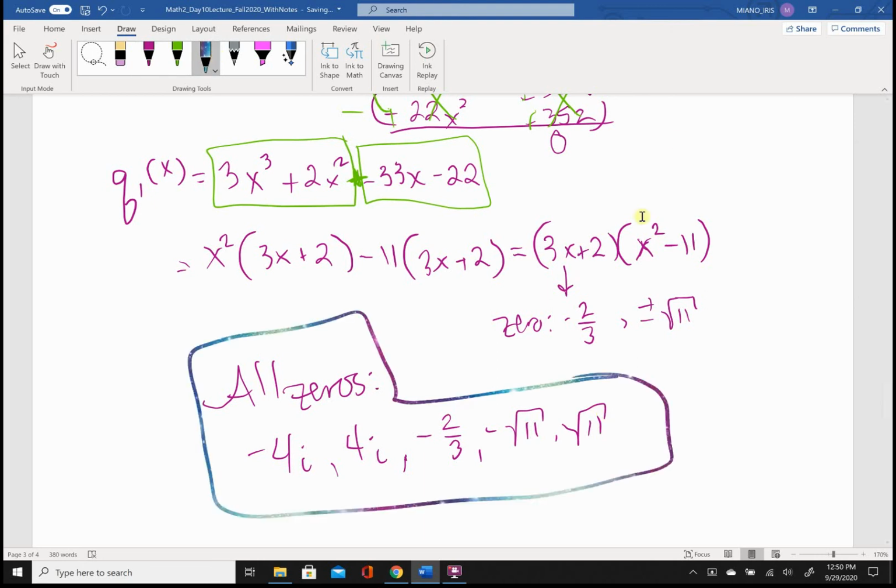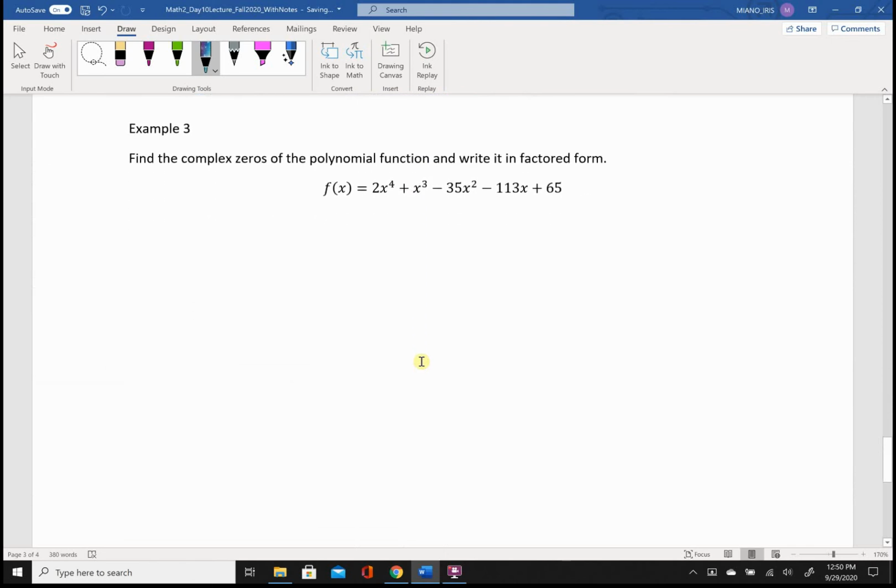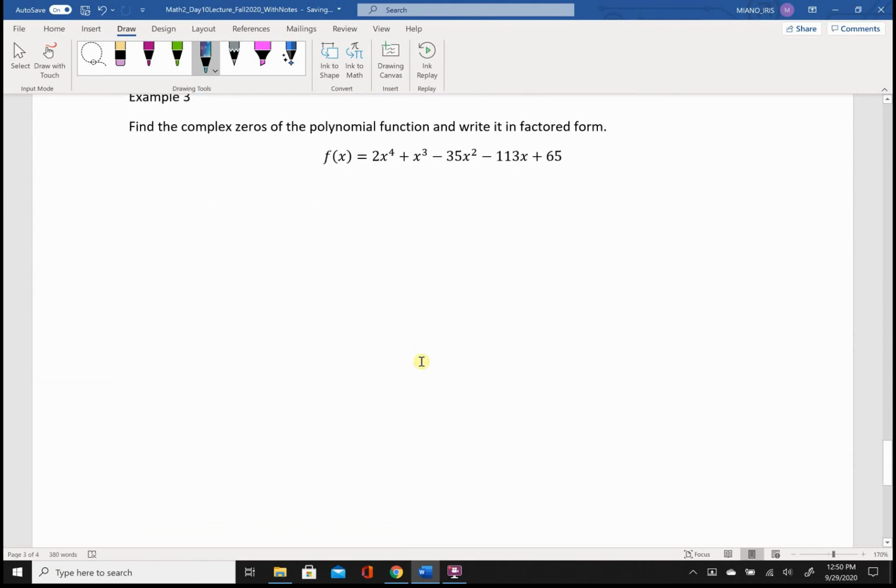I have one more example that I want to present to you. We're going to find all the complex zeros of this last polynomial function, and write it in factored form. Now this one was the very last exercise in the textbook homework set, and I wanted to do this because I kind of wanted to show how wild this process can get, as far as having an absurd number of possible zeros, and how many times you could go through the trial and error.